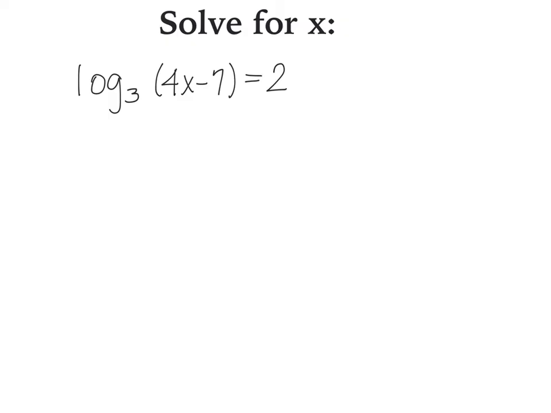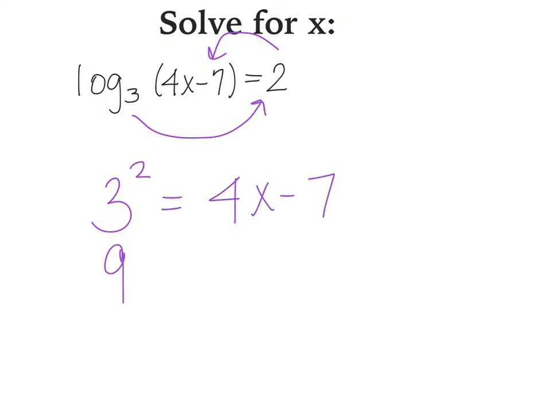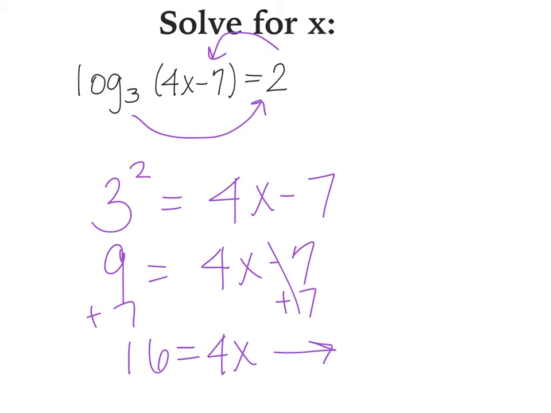Now it's time to solve some log equations. So I'm going to use the same trick that I did before. I'm going to have 3 to the power of 2 is equal to 4x minus 7. So 3 to the power of 2 is 9. I'm going to add 7 to both sides. So x is going to be 4. And if I plug that into my calculator to check, I end up with 2 over here. Simple enough.